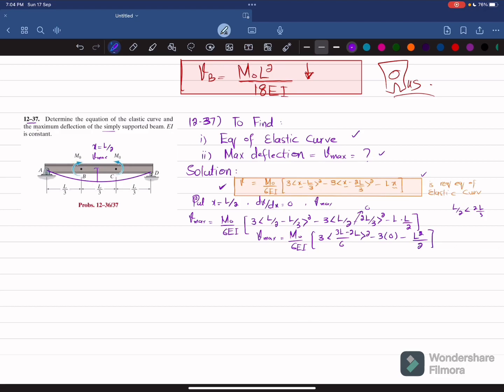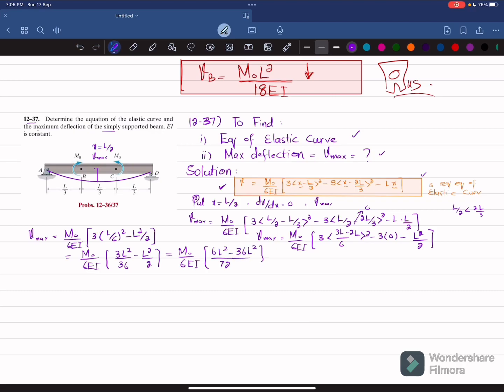Okay. So we will get Vmax equal to M naught over 6EI into 3 times (L by 6) whole square minus L square over 2. So you will get M naught over 6EI into 3L square over 36 minus L square by 2. So that will be equal to M naught over 6EI, and if you take the LCM, that will be 72. So 72 divided by 36 is 2, and 2 into 3 is 6.